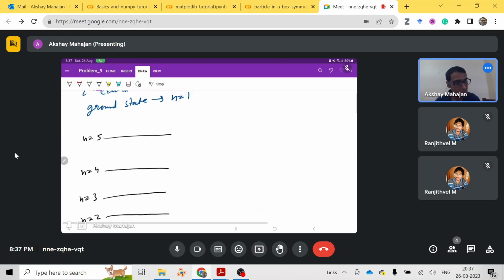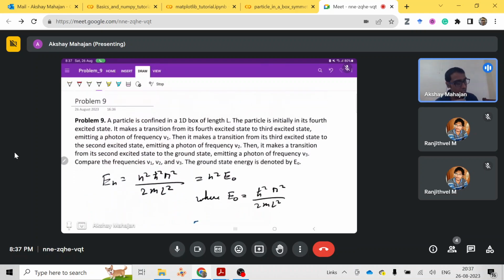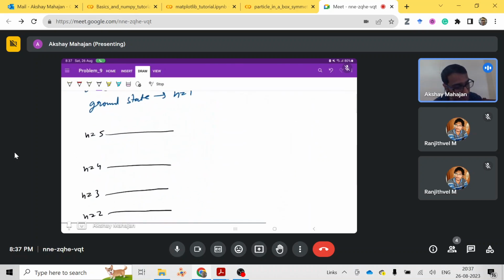So what was our question? Our particle is initially in its fourth excited state, n equals 5. Then it makes a transition from its fourth excited state to the third excited state, emitting a photon of frequency nu1. It goes from n equals 5 to n equals 4, and during this process it will emit a frequency nu1.